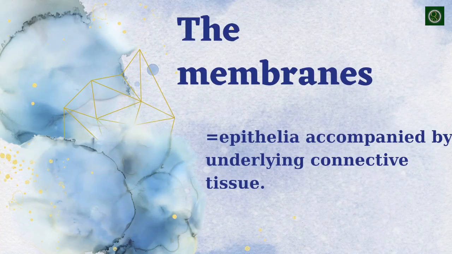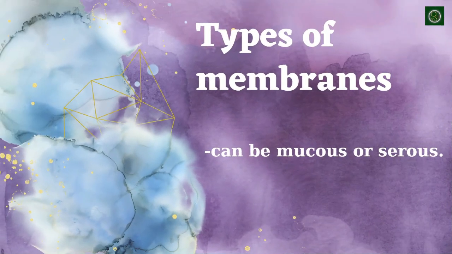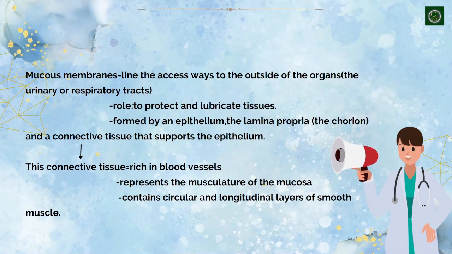The membranes. These are the epithelia accompanied by underlying connective tissue. Membranes can be mucous or serous. Mucous membranes line the ways to the outside of the organs. Examples of ways to the outside of the organs are the urinary or respiratory tracts.